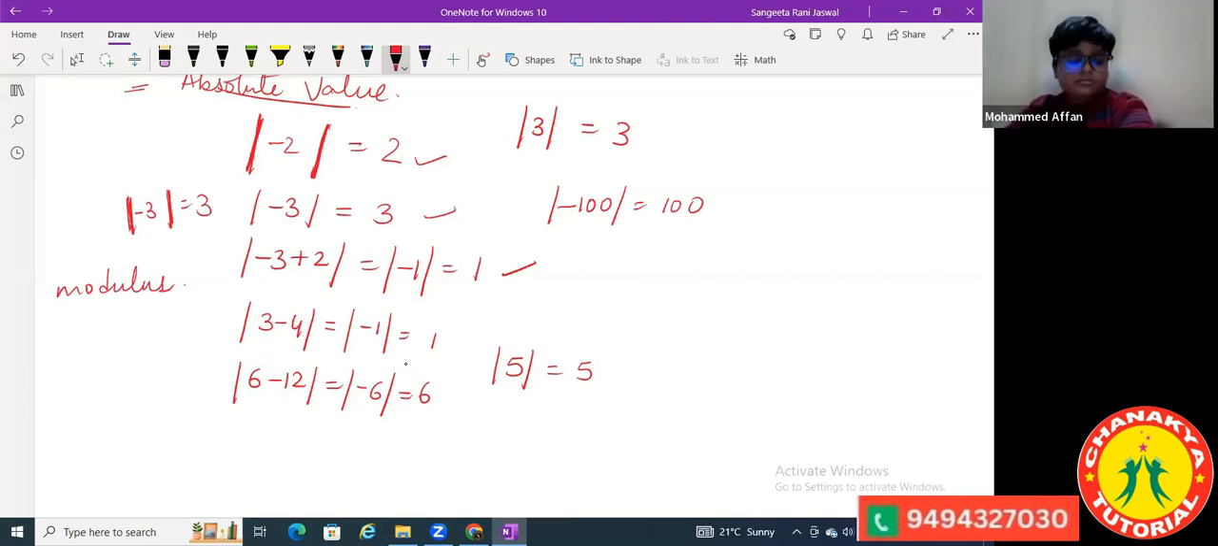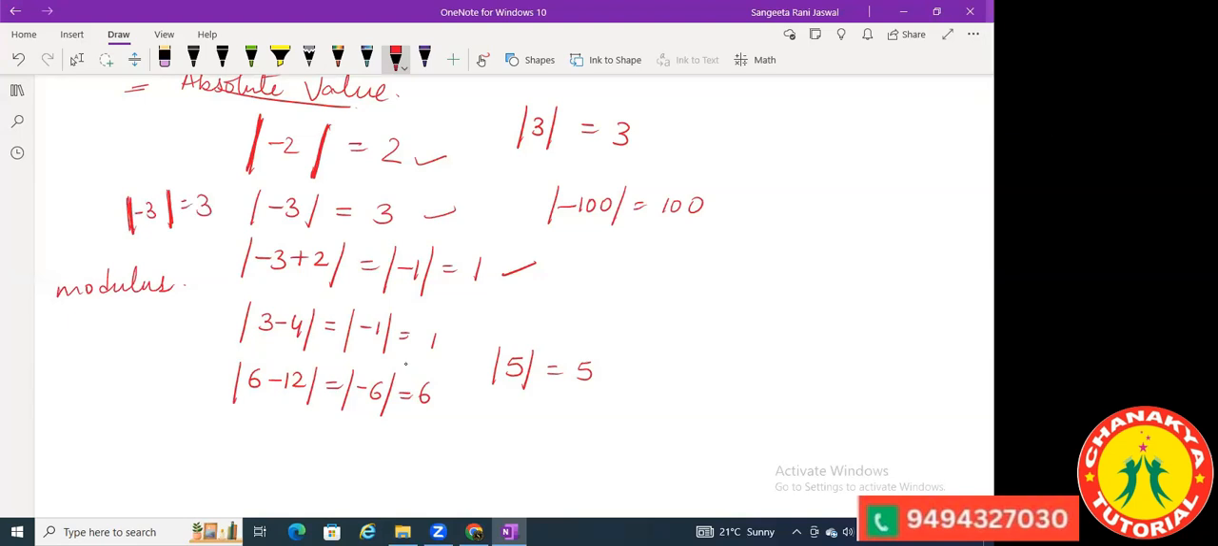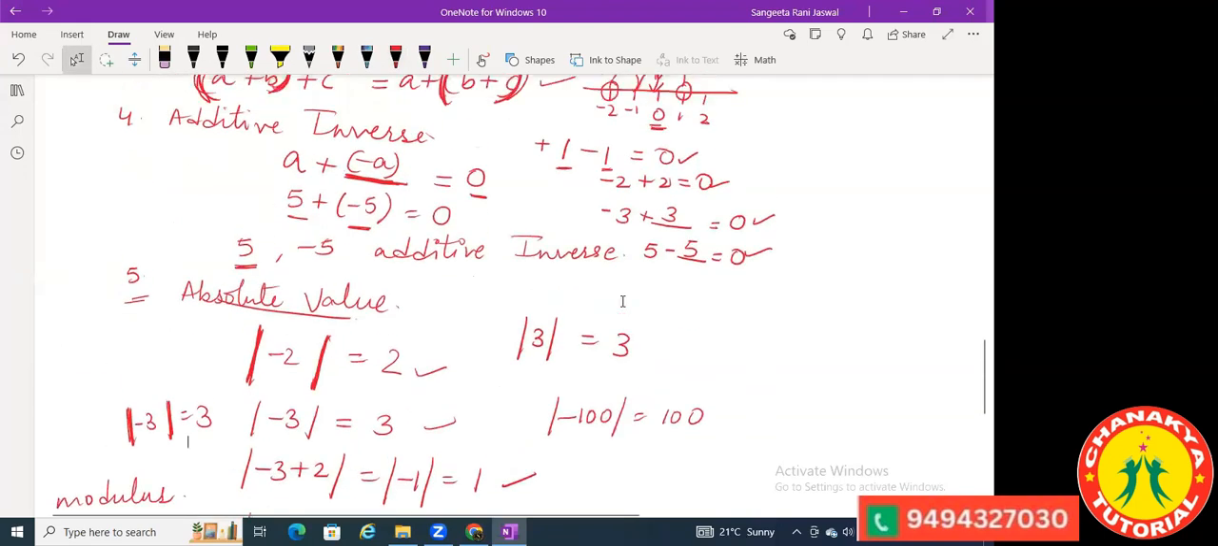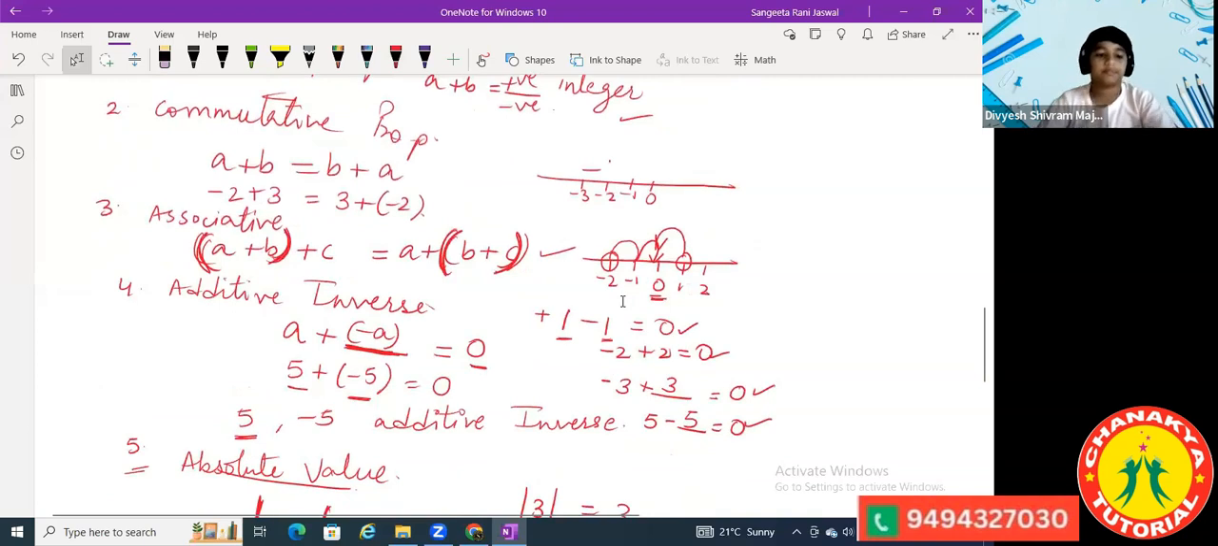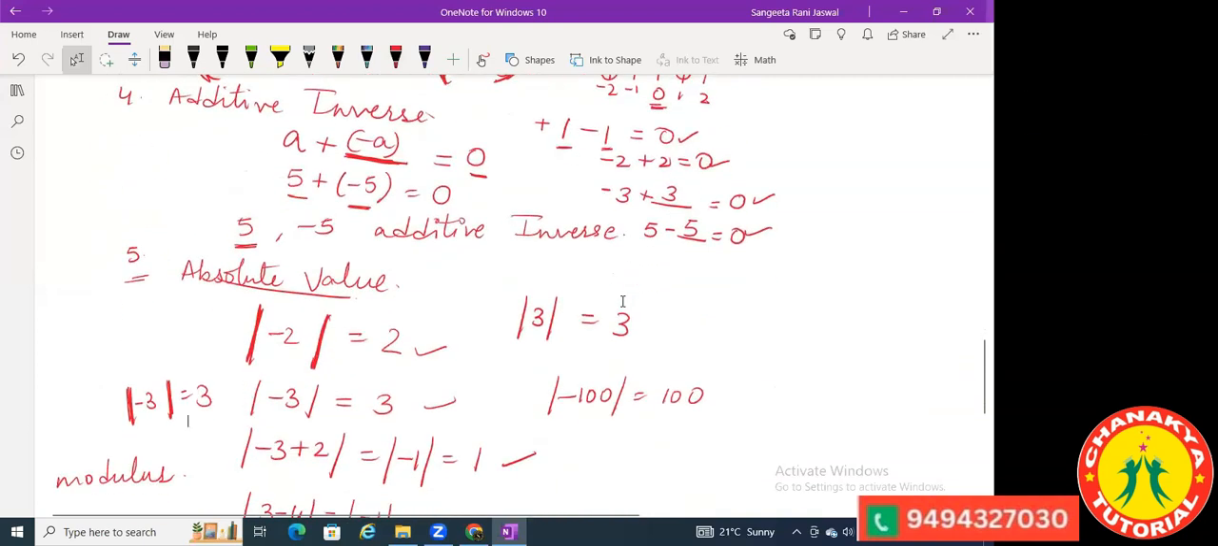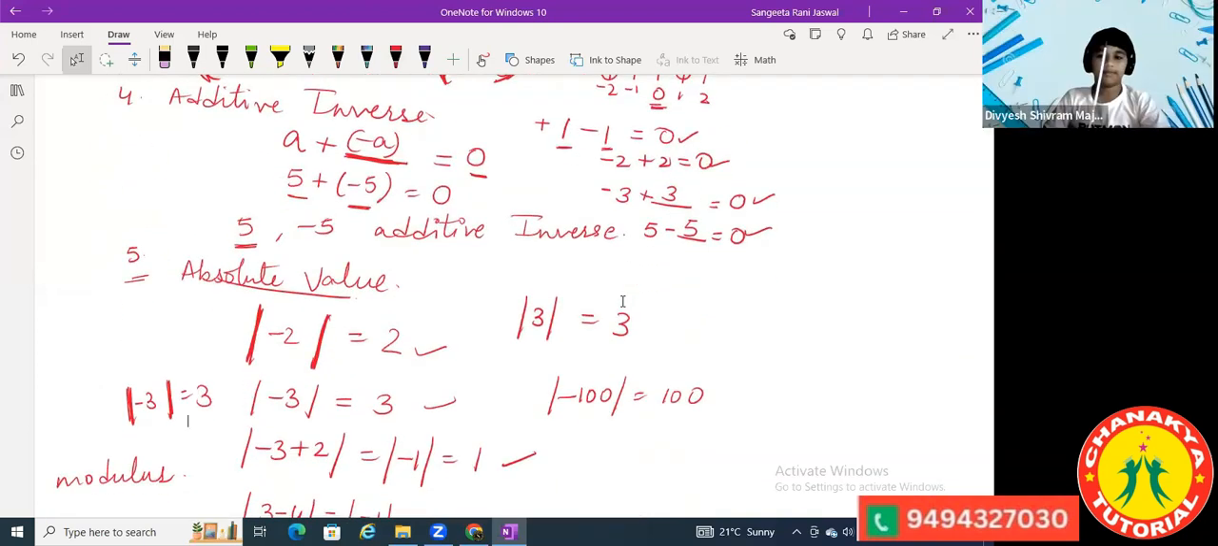So, everyone, are you thorough with these properties? Yes, ma'am. Everyone knows about these properties now? Great. Okay.